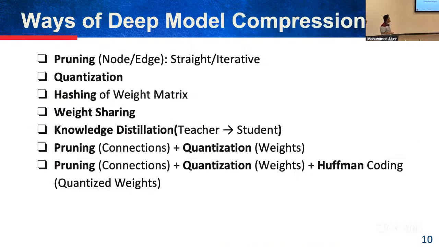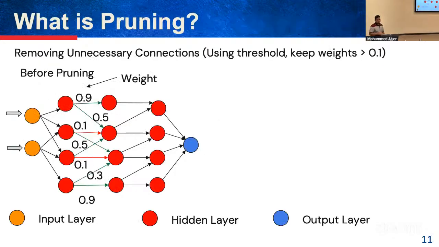So this is our intention in this paper. So we want to do... So these are the techniques for how we can compress the model: pruning, quantization, weight sharing, hashing, knowledge distillation. This topic was already discussed in the previous week, so we are not going to discuss it. But besides those, we are going to discuss pruning, the combination of pruning and quantization, and Huffman coding.